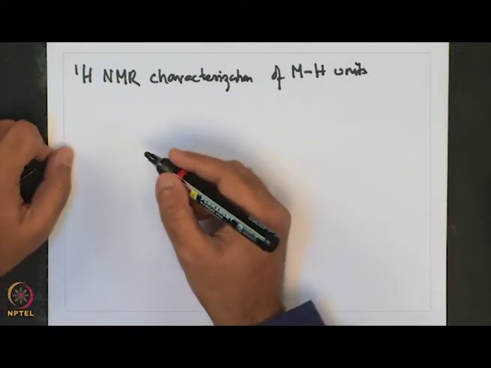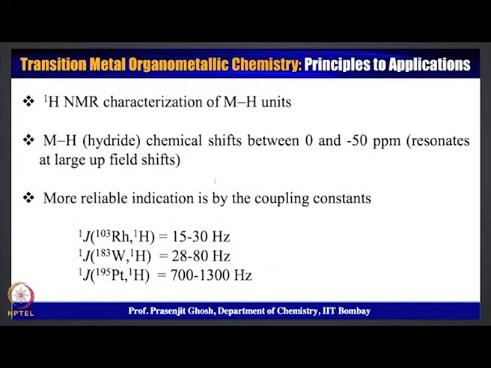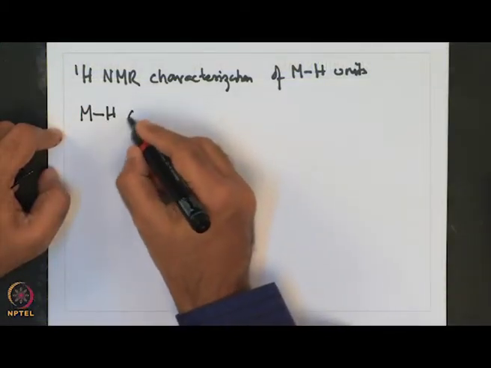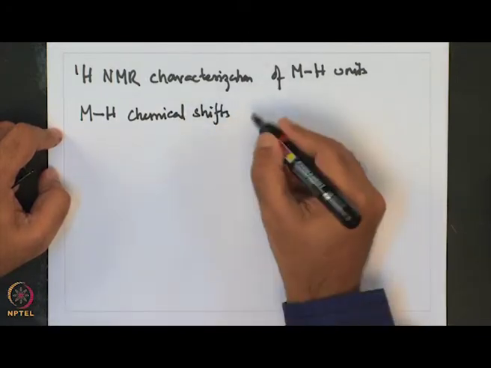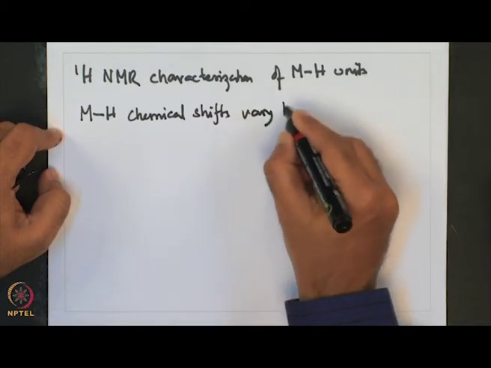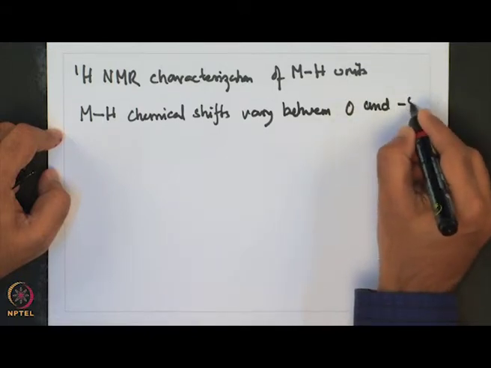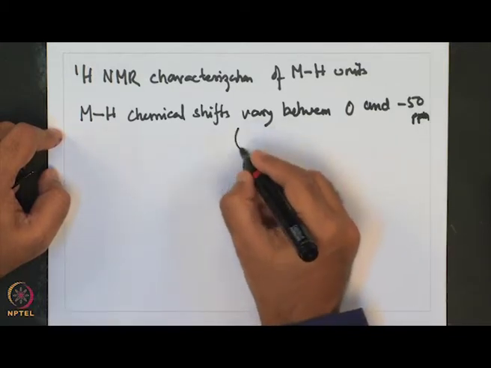Now, as was observed in the examples of transition metal carbonyl hydrides that we discussed at the beginning of this lecture, the metal hydride chemical shifts are highly upfield shifted and can vary between 0 to minus 50 ppm. So, MH chemical shifts vary between 0 to minus 50 ppm, large upfield shifts.